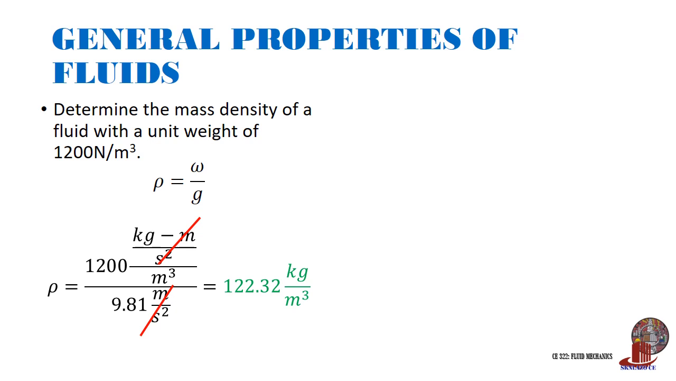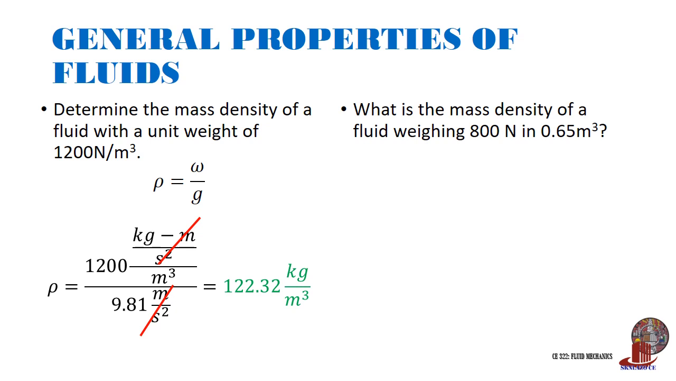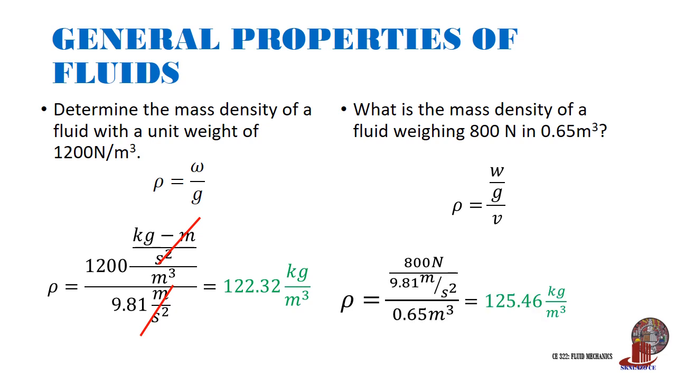The other problem states, what is the mass density of a fluid weighing 800 newtons in 0.65 cubic meter? Mass density ρ has the formula m over v, where mass is converted as weight over g. Then plugging our values, 800 newtons converted to mass by dividing it by 9.81 meters per square second, divided by 0.65 cubic meters would result to 125.46 kilogram per cubic meter.